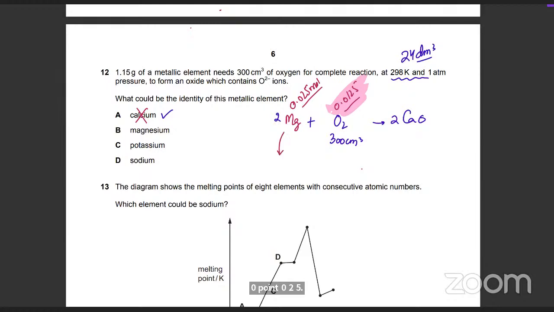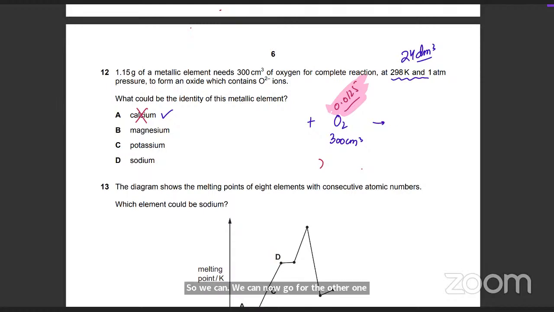And you multiply by MR, that's 0.025 multiplied by the AR of magnesium, that's 24.3. So I don't think that's going to come. Is it coming out to be 1.15? No, sir. 0.6075. Okay, so that means this is again not the right option. So we can now go for the other one, what's the next one?